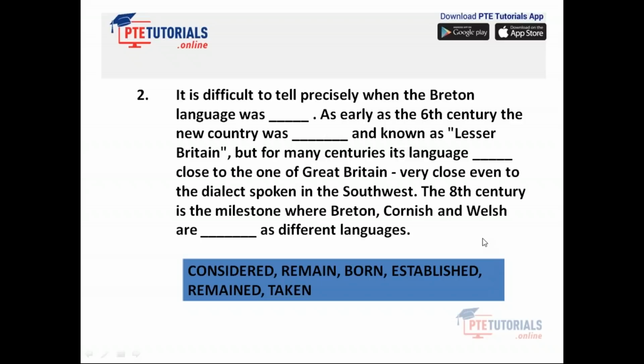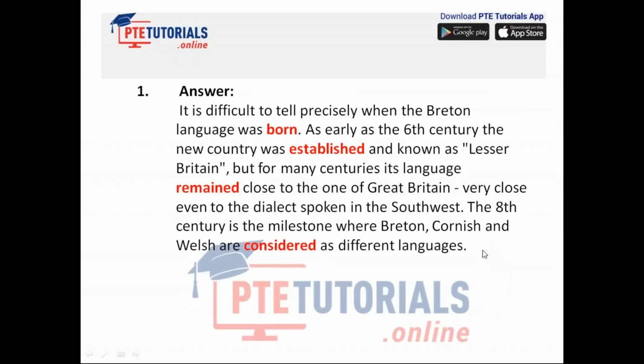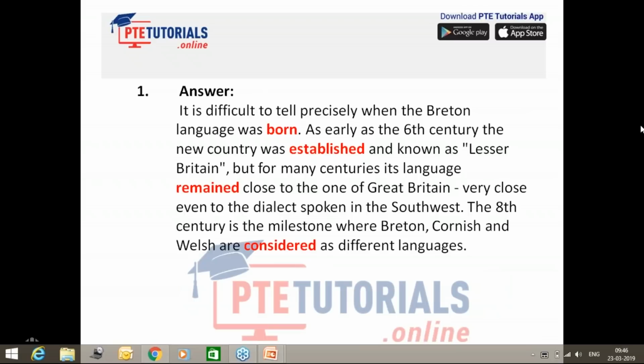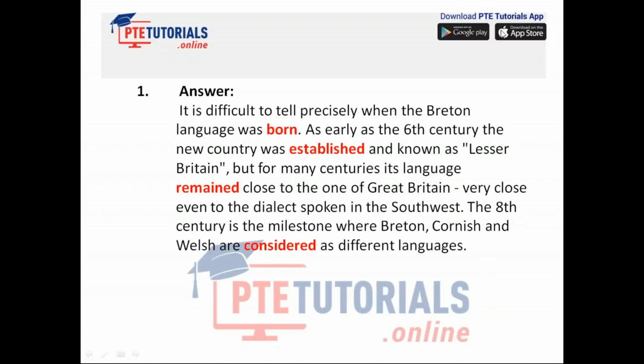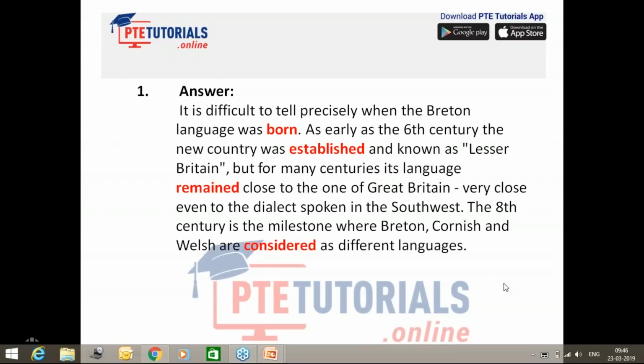Check your answers. It is difficult to tell precisely when the Breton language was born. And as early as the 6th century, the new country was established. I cannot replace these two words. Language was established, or language was born, or new country was born.